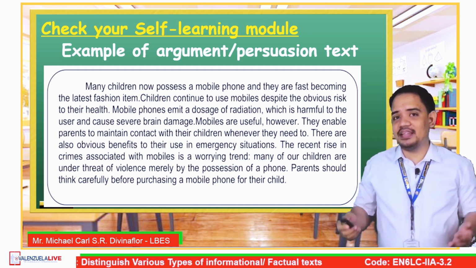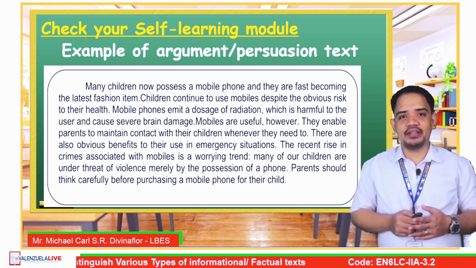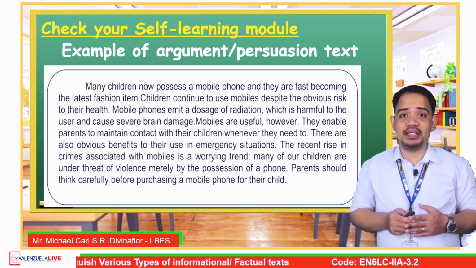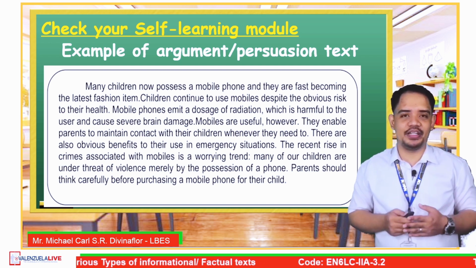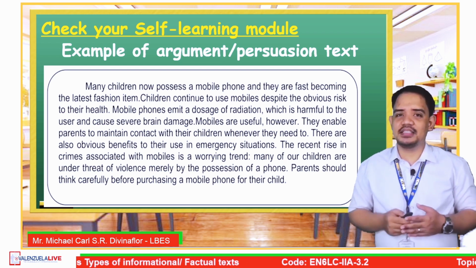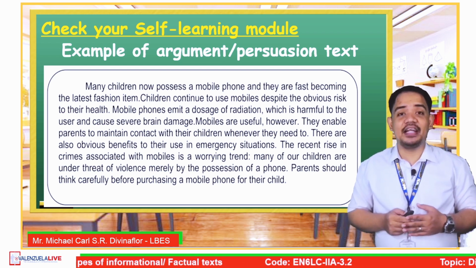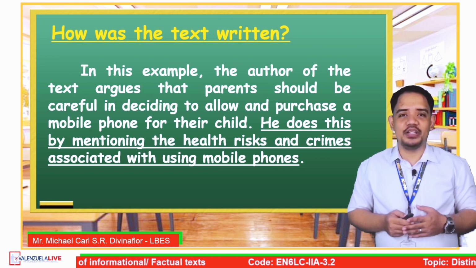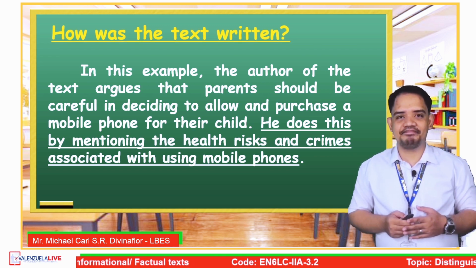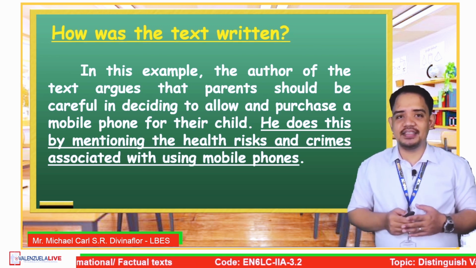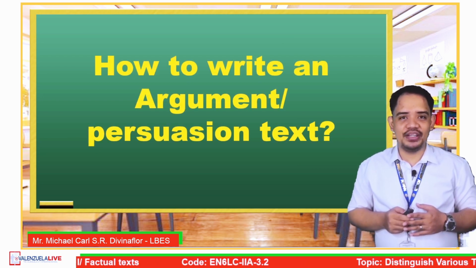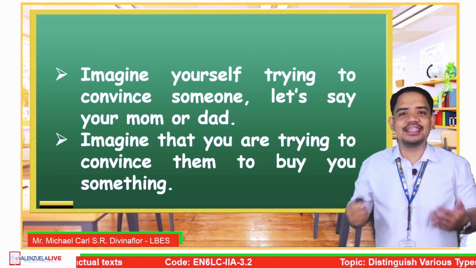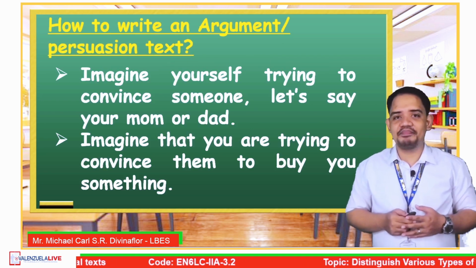Okay, so in this example, the author of the text argues that parents should be careful in deciding to allow and purchase a mobile phone for their child. He does this by mentioning the health risks and crimes associated with using mobile phones. If you were asked to write this type of text, imagine yourself trying to convince someone. Well, let's say your mom or your dad.